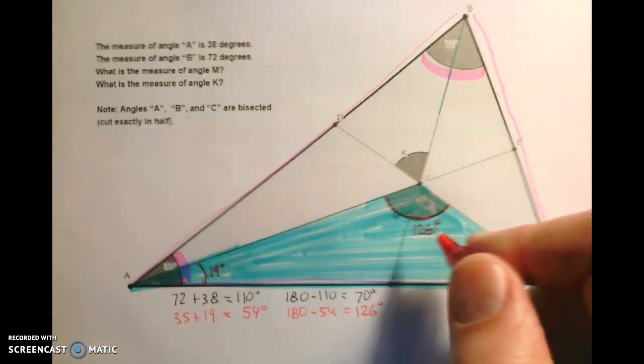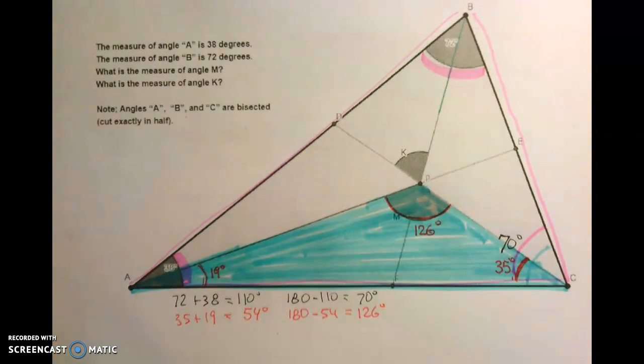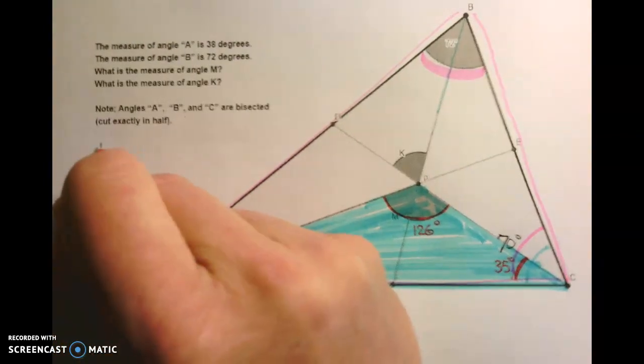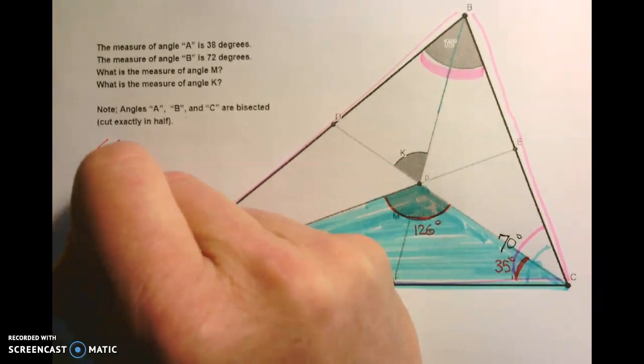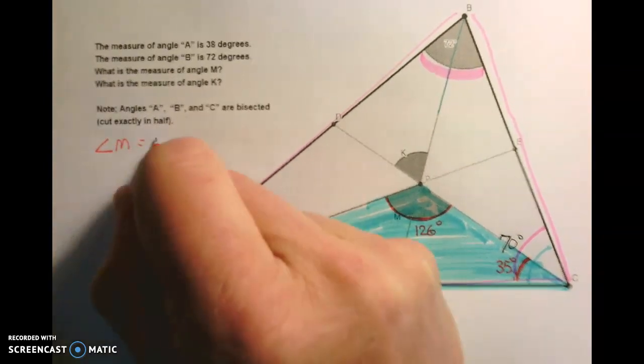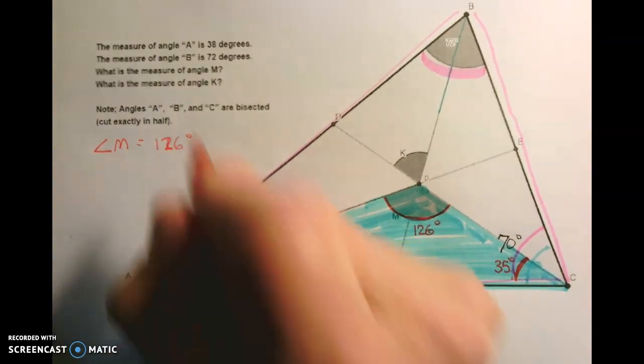And there we have it. So when you answer online for me and submit your answer, just write this. Write that the measure of angle M equals 126 degrees. And I'll accept that.